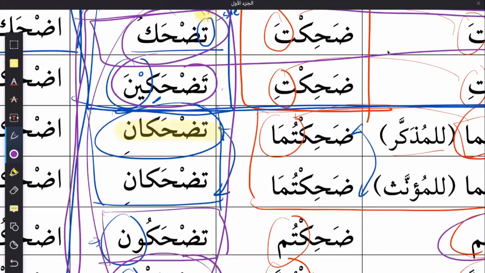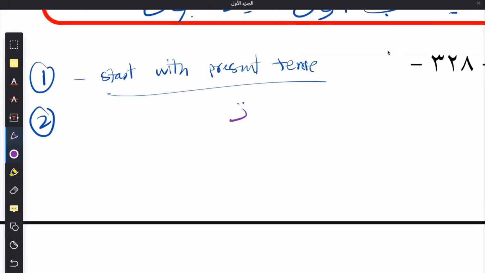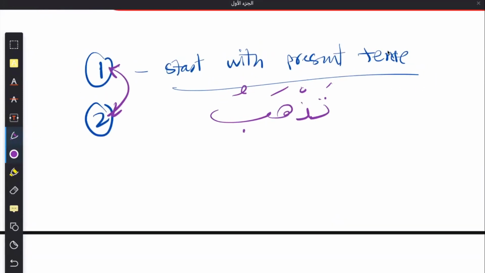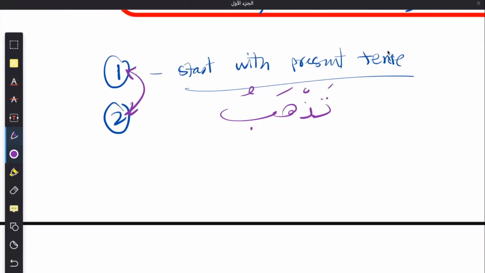Okay. Now let's say we are going to start with singular masculine, and we want to tell them to go. So what is the present tense for singular masculine? It would be tadhabu, right? So you pick the present tense verb of the person you're addressing. So what do you do next? Next step, I'll just say this is step one. What do you do next?